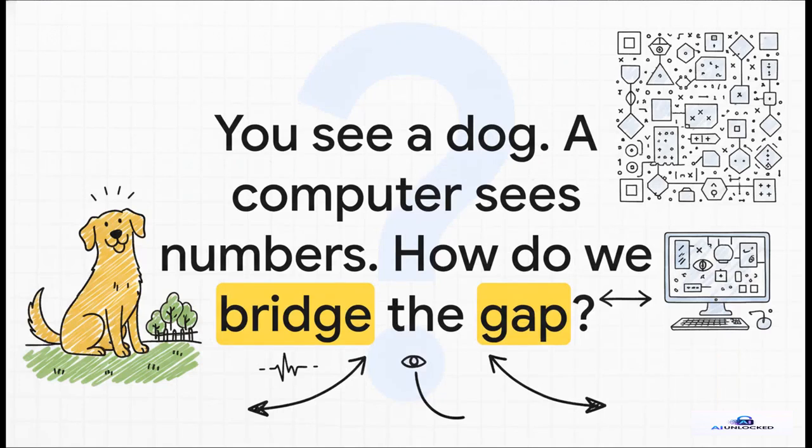You look at a picture and you instantly see a happy dog, right? But a computer looks at that exact same image and just sees a massive grid of millions of numbers. So how in the world do we bridge that gap? How do we get from a sea of raw data to, hey, that's a happy dog in a park? Well, that's the magic we're unpacking today.